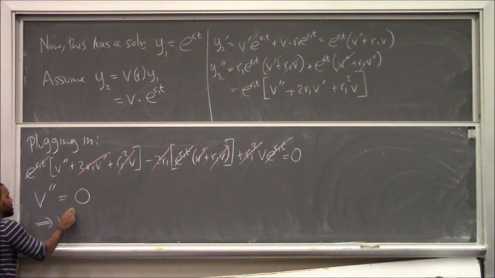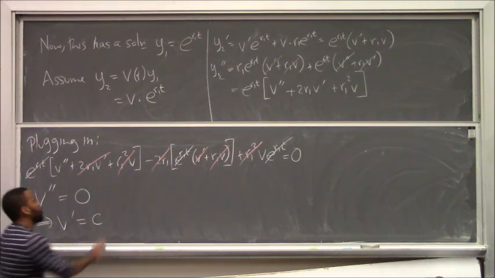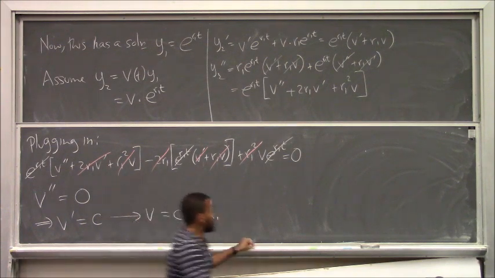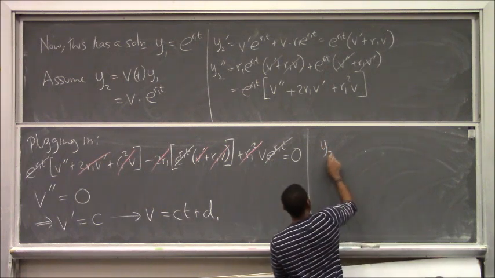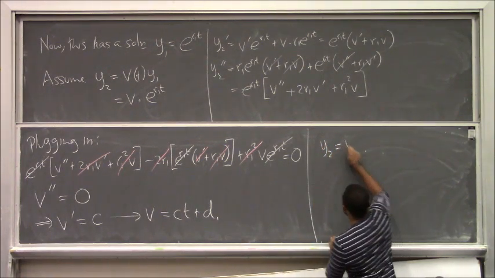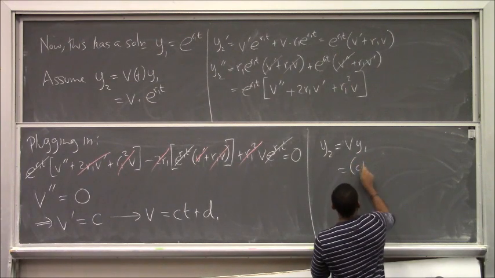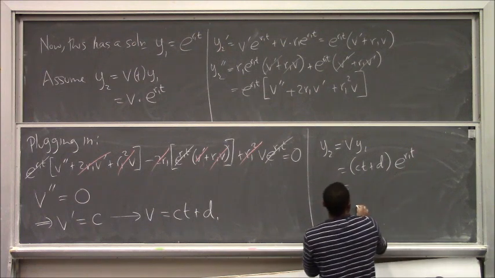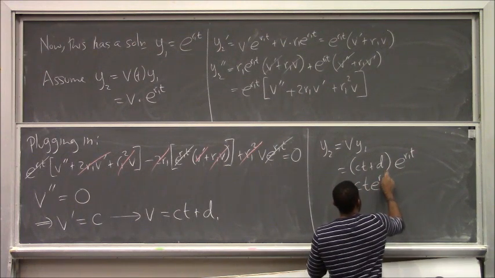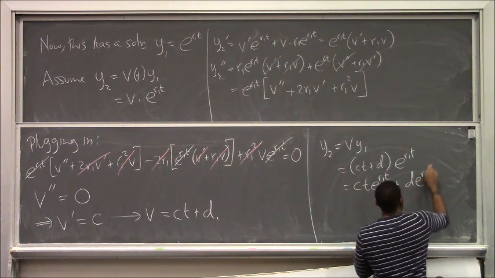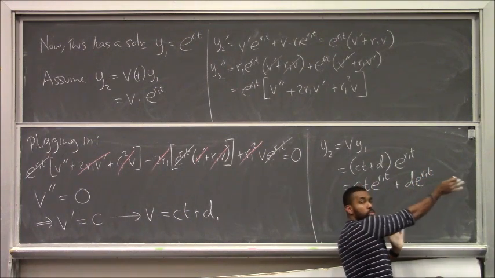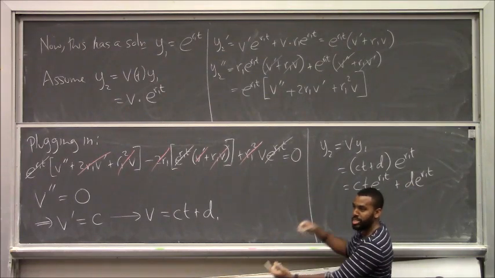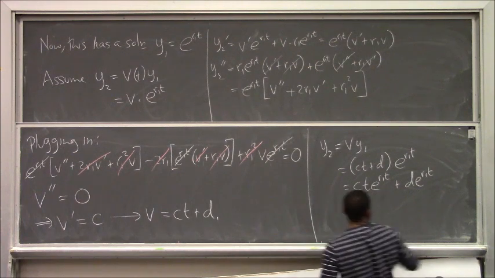What does that mean? Well, that means v prime is a constant. What does that mean? Well, this means v is a constant times t plus another constant. Now what does that mean for y2? y2 is v times y1. Well, that means it's going to be ct plus d times e to the r1t. Now, this is going to be ct e to the r1t plus d e to the r1t. Now, this is already like the c1 e to the r1t. This is redundant, because when I plug it into the general solution, they're just going to be combined into the c1. So I can ignore it.